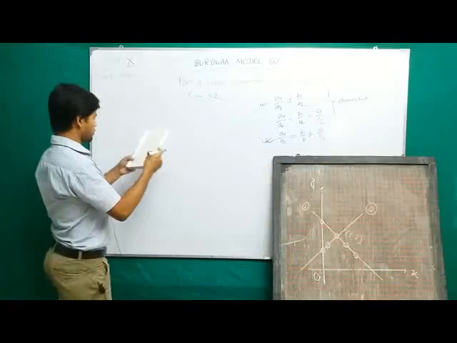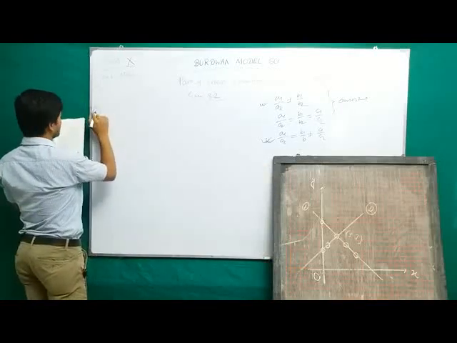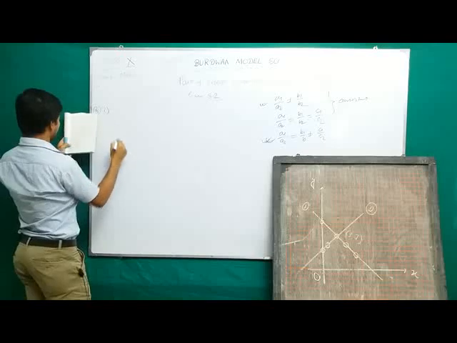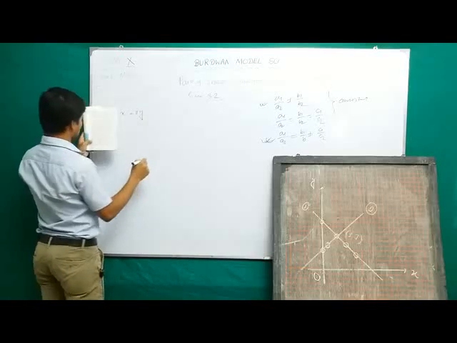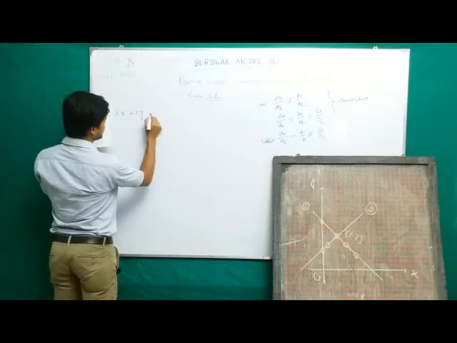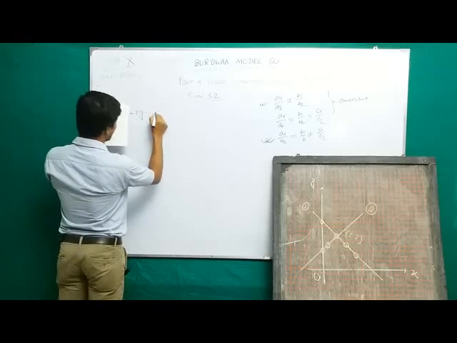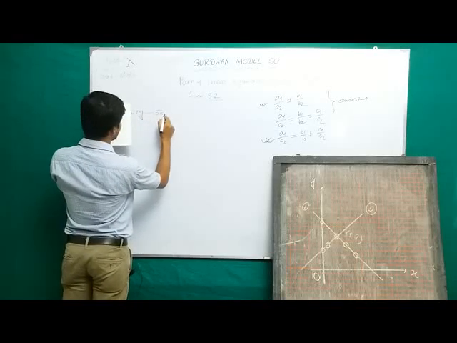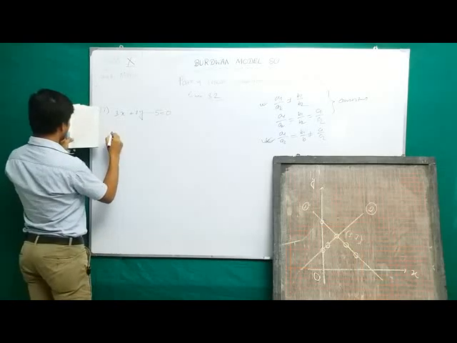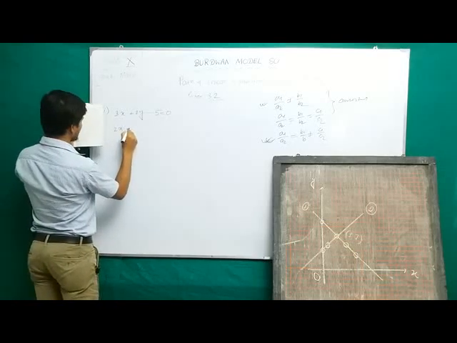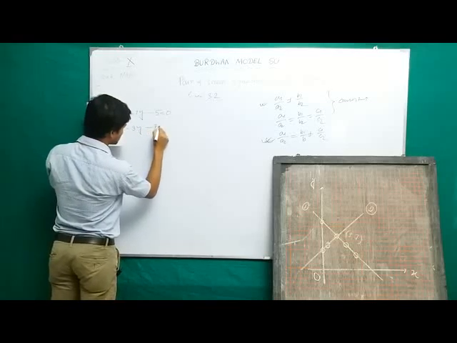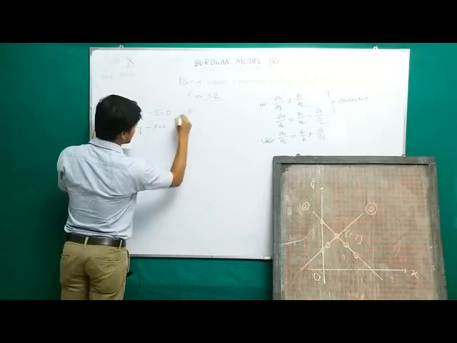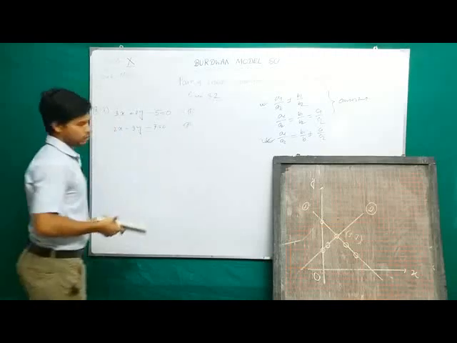Okay, so I am choosing question number 1. The first equation is 3x plus 2y is equal to 5, which can be written in the form 3x plus 2y minus 5 is equal to 0. And the second equation is 2x minus 3y is equal to 7, meaning 2x minus 3y minus 7 is equal to 0. So this is equation number 1 and this is equation number 2.